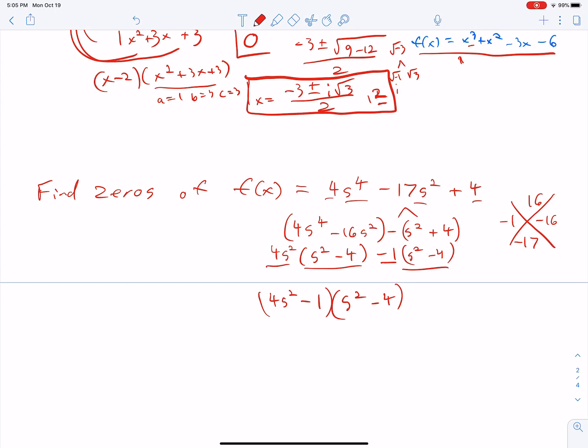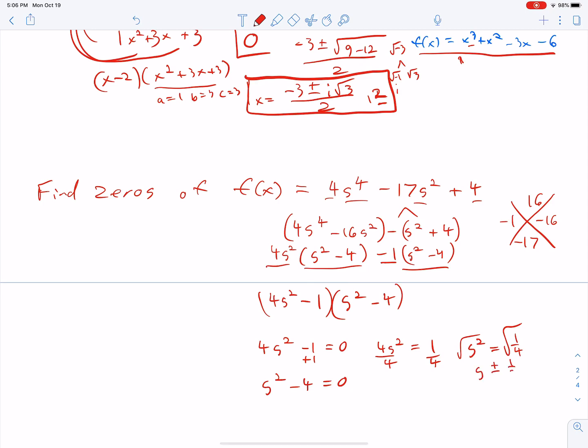So now we can solve both of these, right? If we set both of these equal to 0, we get 4s squared minus 1 equals 0, and s squared minus 4 equals 0. So we can add the 1. That leaves us with 4s squared equals 1. Divide both sides by 4. Now this is a fun little trick because we get s squared equals 1/4. When we take the square root, what times what gives us 1/4? It's different because it's fractions, so we're going to get s equals plus or minus 1/2.